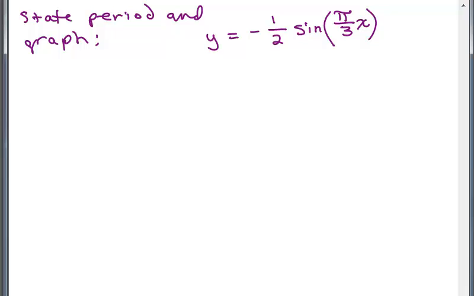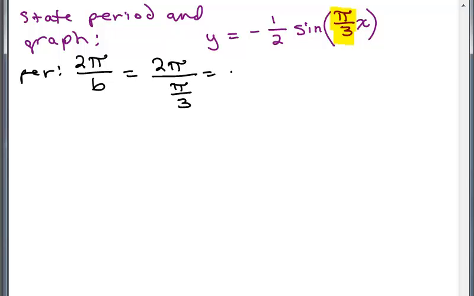Okay, so here's our problem. State the period and graph. All right, there's different ways of getting the period. Let's use the formula this time to get the period. Remember, it's 2 pi over b. So what's b in this case? It is the coefficient of x. So for this problem, 2 pi divided by pi over 3, which is 2 pi times 3 over pi.